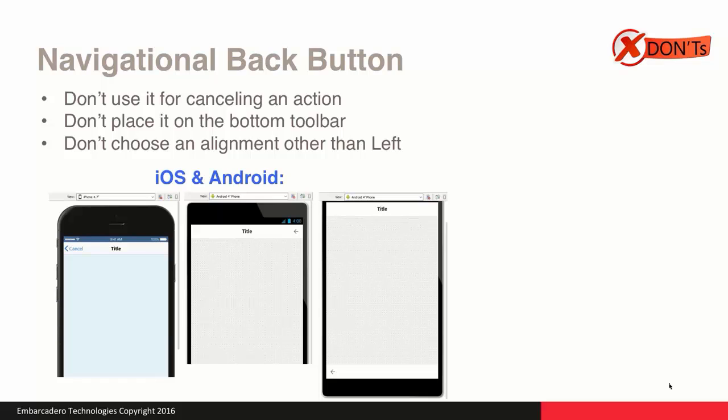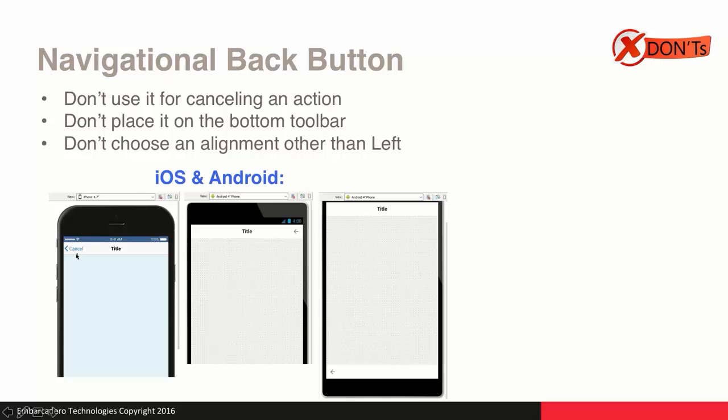Now, when it comes to navigational back buttons, they're certainly an important part of applications. It's important not to use them for canceling an action. So you don't want to use a back button to allow the user to cancel out of a screen. You should instead place a cancel button onto the toolbar, for example. You don't want to place it on the bottom toolbar, and you don't want to choose an alignment other than left. So a back button should not be displayed on the bottom toolbar, should always be displayed left aligned on the top toolbar, and it should never be right aligned either, as you can see in the screenshots here.